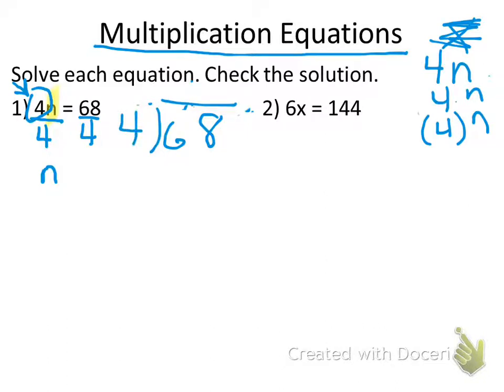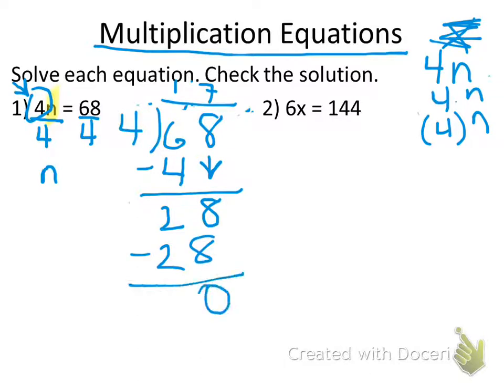4 goes into 6 once. 1 times 4 is 4. You subtract them. 6 minus 4 is 2. Bring down the 8. 4 goes into 28 7 times. 7 times 4 is 28. You get a remainder of 0. So we know that n equals 17.